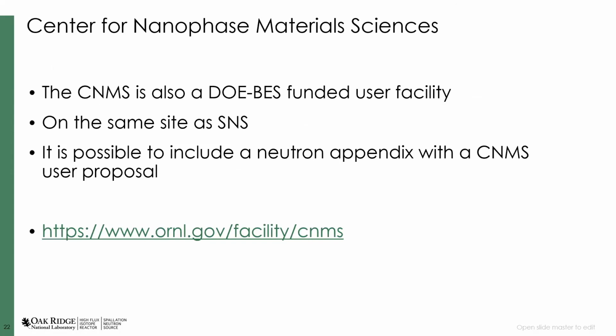And I do want to reiterate, we are right next door to the Center for Nanophase Materials Sciences. CNMS is a DOE BES funded user facility. And when you prepare a proposal for the CNMS, you can include a neutron appendix that says, after I do my work in the CNMS, I need to do neutron scattering with these samples. And the link is shown here.